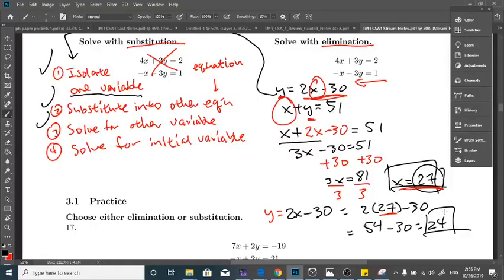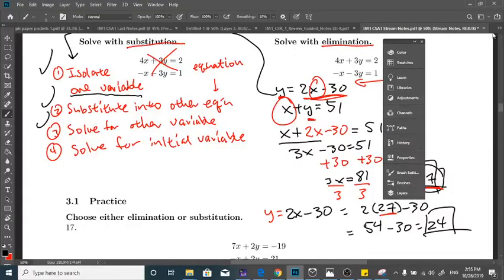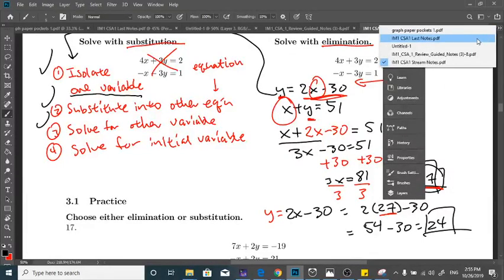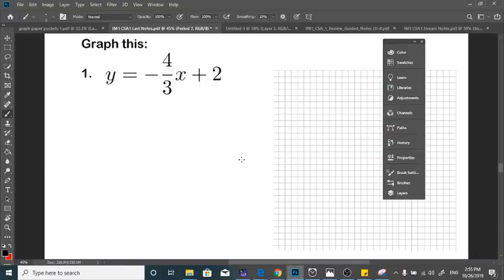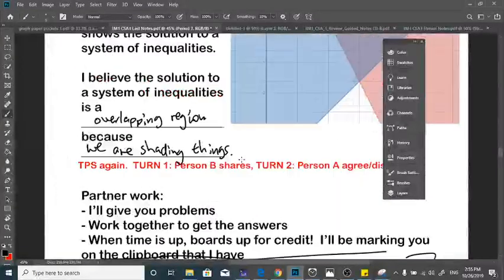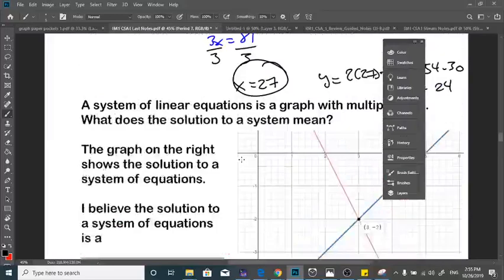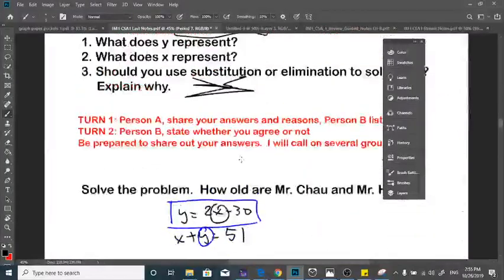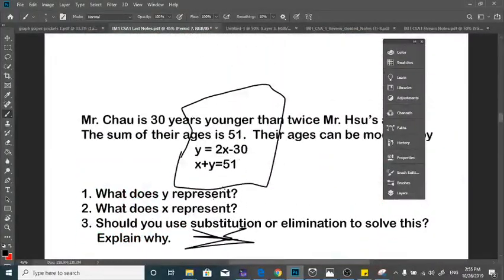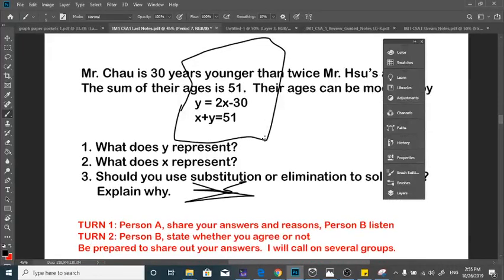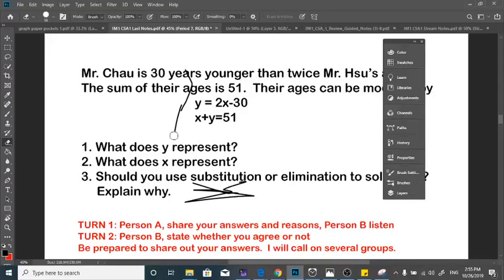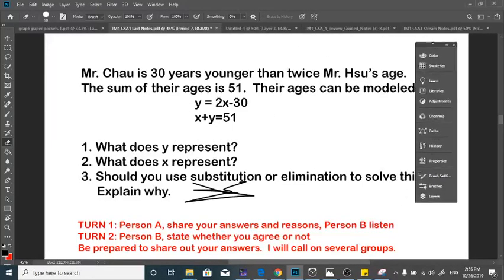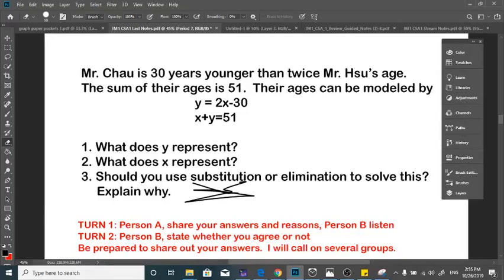So this was actually from a different problem. I'm going to show you that problem real quick, and we're going to talk about it briefly. So here is that problem. So we had a system here, and it said Mr. Chow is 30 years younger than twice Mr. Su's age. If you don't know, Mr. Chow is just one of the other teachers at Hawthorne.